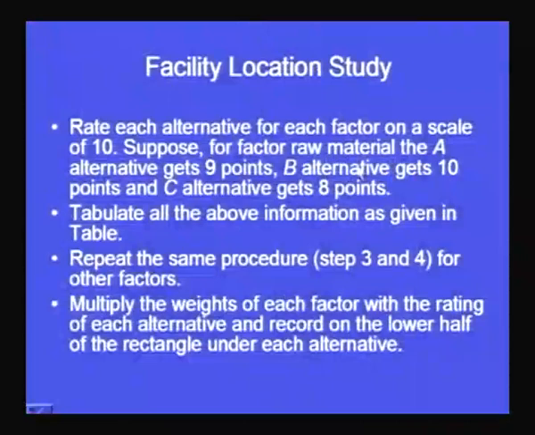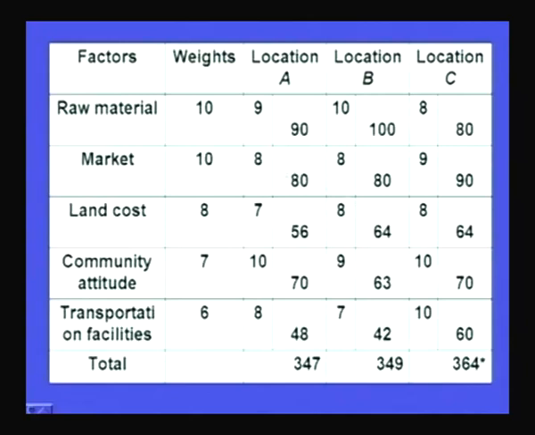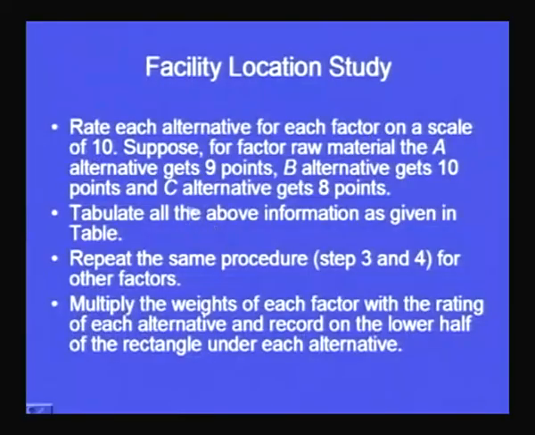Suppose for the factor raw material, the A alternative gets 9 points, B alternative gets 10 points and C alternative gets 8 points. Now, you can see for raw material, location A gets 9 points, location B gets 10 points and location C gets 8 points. That is what I have explained. So, B alternative gets 10 points and C alternative gets 8 points.